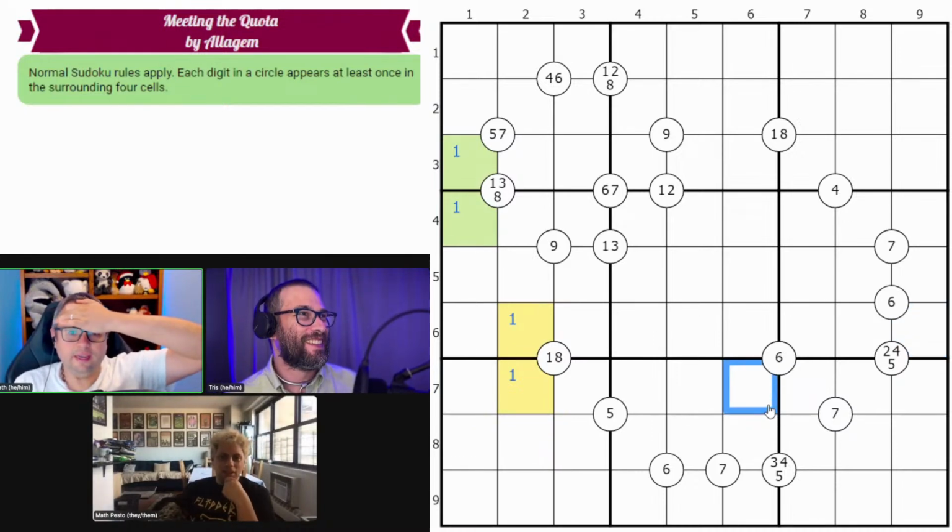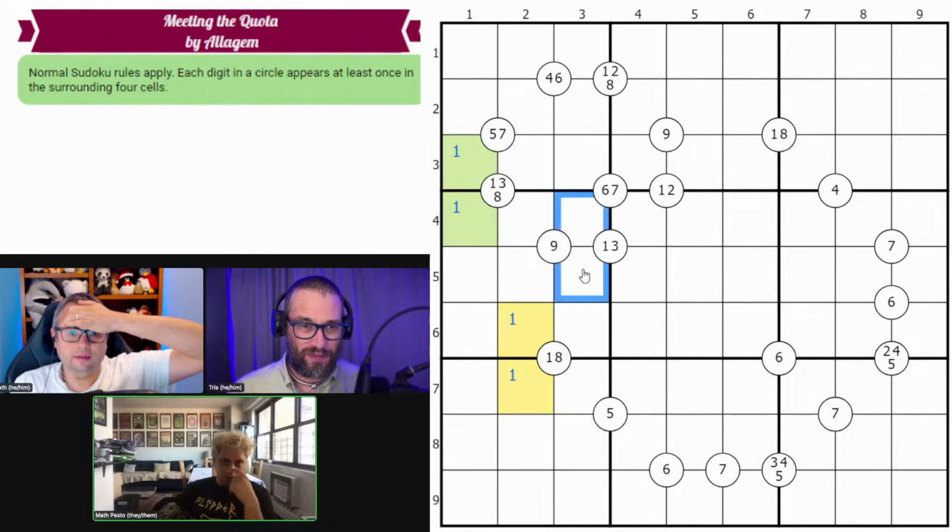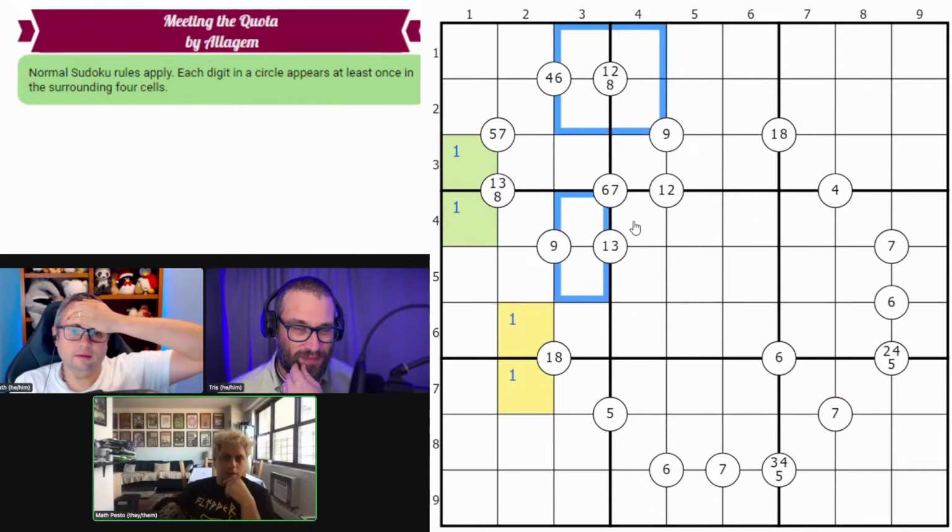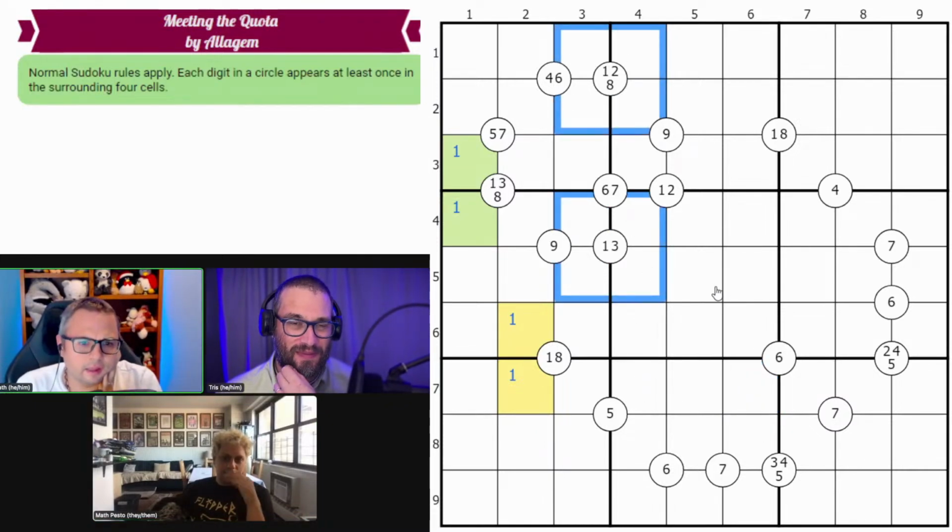Let's see. So that means the 1 on this quad is over in one of these 2 cells. Let's see. The other 1, 8 quad in between rows 2 and 3. Same logic there.